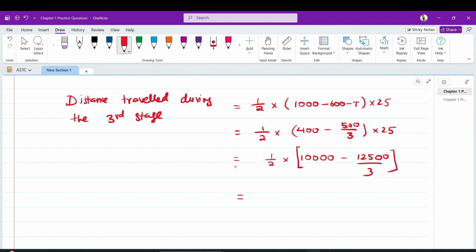So our answer is going to be 8750 over 3, which when we round off to 3SF will give us 2920 meters. Okay. If I don't round it off, I'm going to get 667. Okay, and now if I round it off to 3SF, that will give me 2920. So that is the end of our first question.